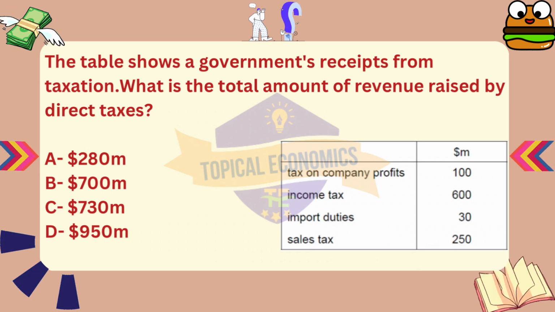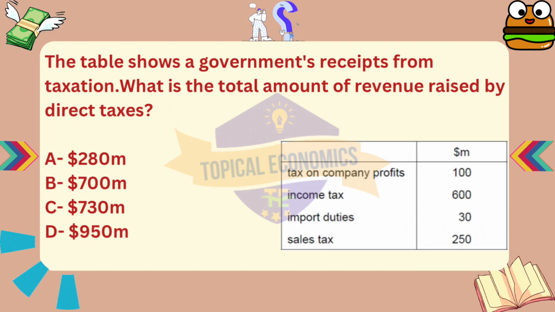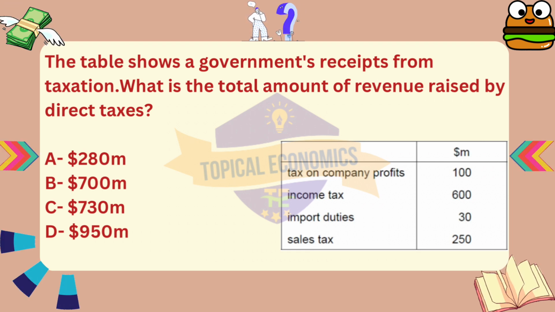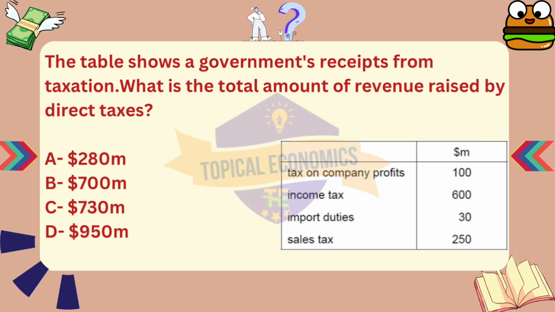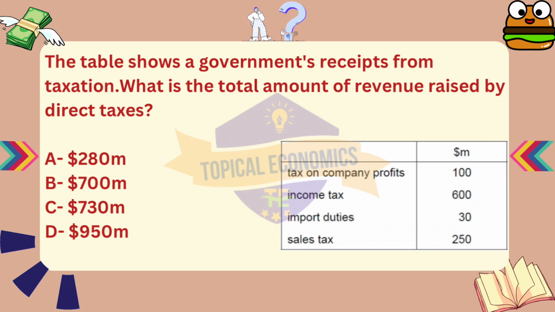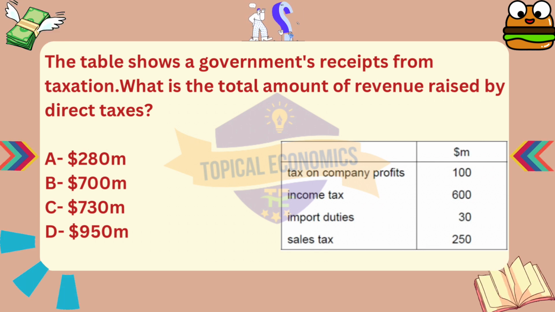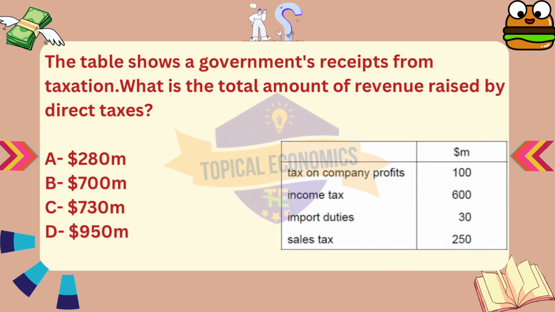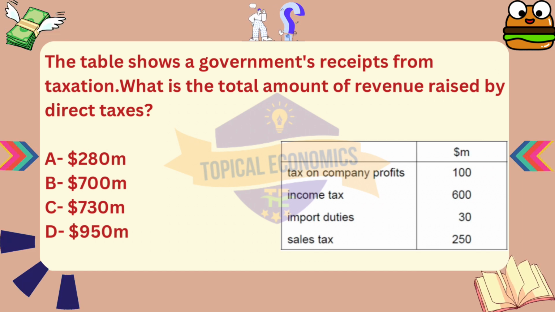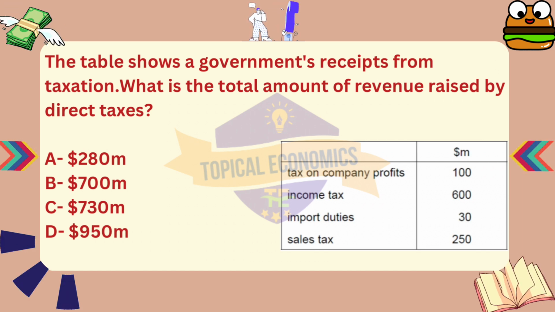To calculate the total amount of revenue raised by direct taxes, we need to focus on the taxes that are directly levied on individuals and businesses. In this case, the direct taxes are income tax on individuals' earnings and tax on company profits, or corporate tax. From the table, the amounts are: income tax equals 600 million. Tax on company profits equals 100 million. So, the total revenue raised by direct taxes is 600 plus 100 equals 700 million. Thus, the correct answer is B, $700 million.